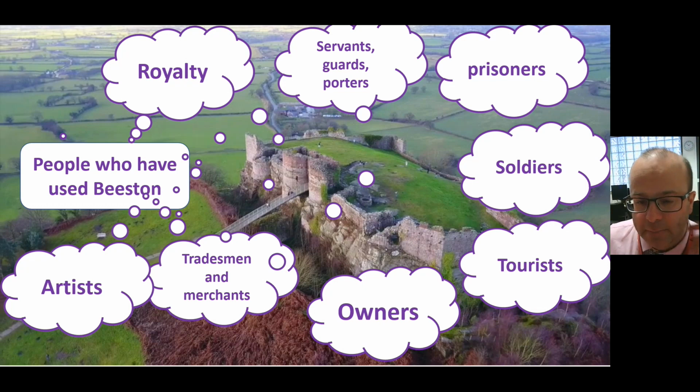Another question could be about the people and the lives of people who have used Beeston or been connected to Beeston over time. Just have a quick little think of all the things that Beeston has been used for and the people who could have been throughout history. The site's been owned by royal family, Henry and Edward initially. Then it was used by the royal family during the Civil War. Throughout this time, servants, guards, porters, people working around the castle would always be using it. We know it was used as a prison in the war versus Wales. Soldiers would have been in and out of that castle over time.